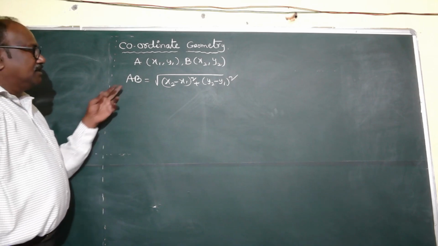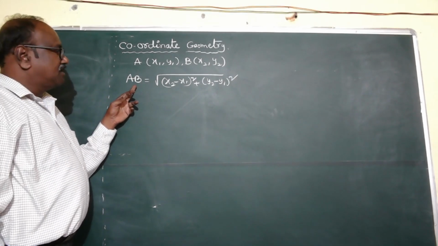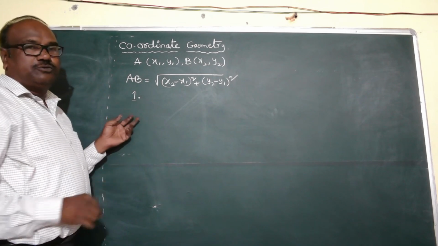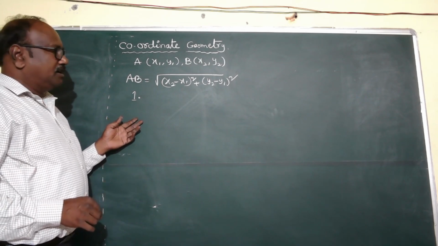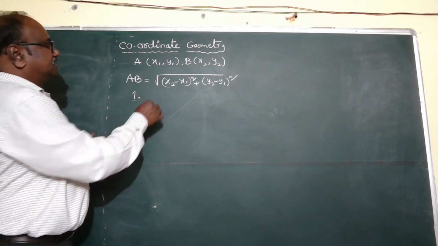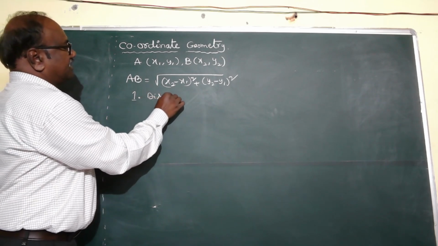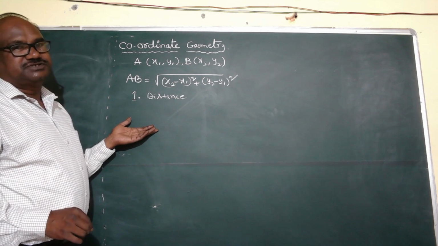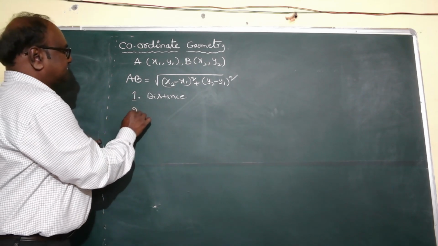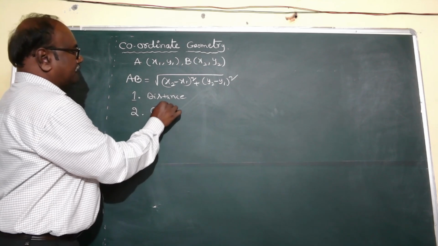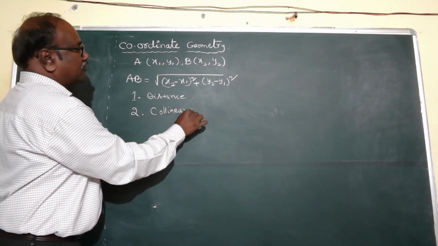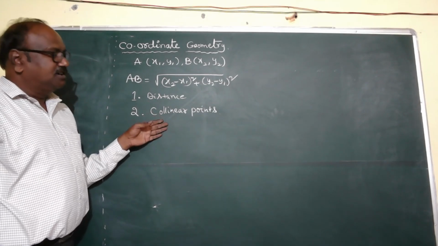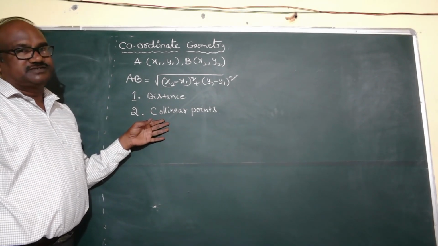So here are the applications of this distance formula. First, in general we can find the distance between any 2 points A and B, and that is a distance quantity. And by using this distance we can use this formula in various problems. Now second is collinear points. Collinear points means the points which lie on a straight line are called collinear points.